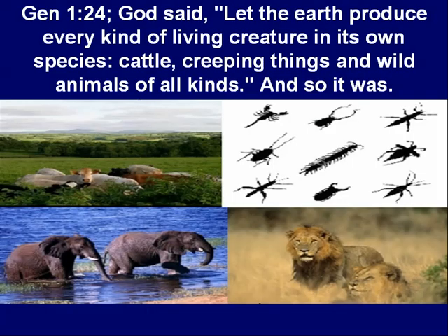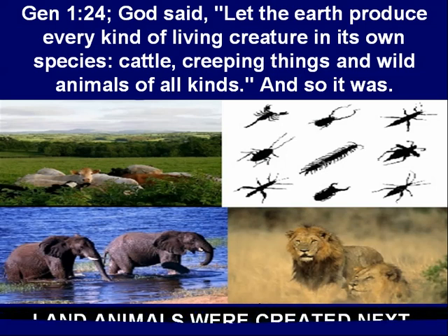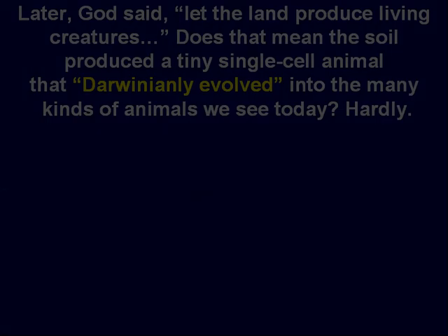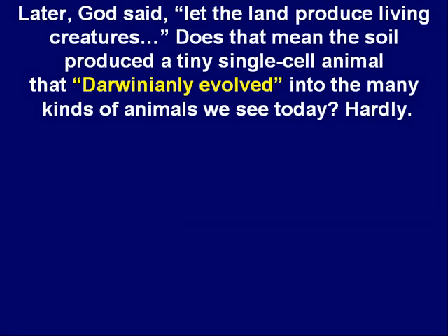Verse 24, God said, let the earth produce every kind of living creature in its own species, cattle, creeping things, wild animals of all kinds. And so it was. And land animals were created next. Later God said, let the land produce living creatures.